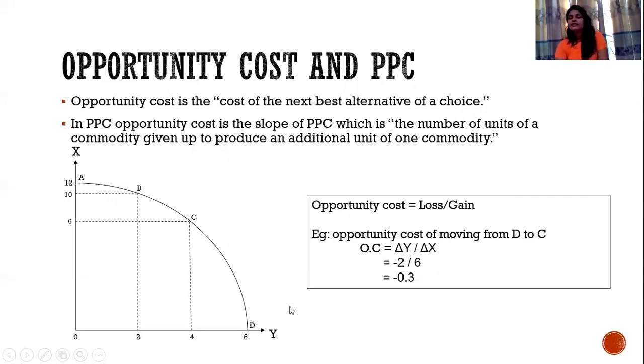So opportunity cost has a formula for the calculation, and that is loss over gain. In this given example, consider the opportunity cost of moving from D to C. What is your loss? You are losing 2 units of Y. At D, you are producing 6 units of Y, and at C, you are producing only 4 units of Y. You lose 2 units, that is minus 2. And from X, you gain 6 units. At point D, you produce 0 units of X, and at point C, you produce 6 units of X. That is, you gain 6 units. So minus 2 over 6, that is, your opportunity cost is minus 0.3.